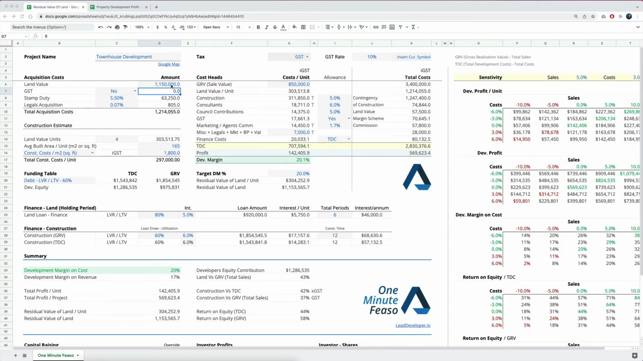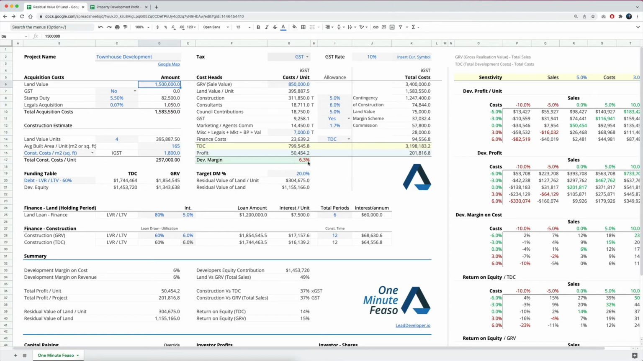In the same example, if I got into an auction and ended up paying 1.5 million for the site, you'll see that my development margin falls to about 6.3%, which is nothing. That means I'm only making $50,000 profit per townhouse, and I have to take all this risk. I have to borrow all this money to only make about 200,000 in this entire project.